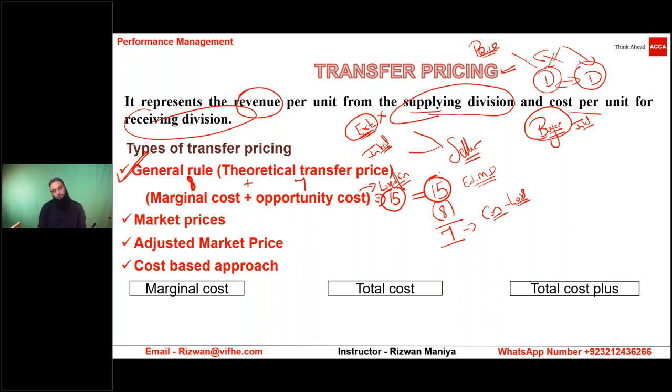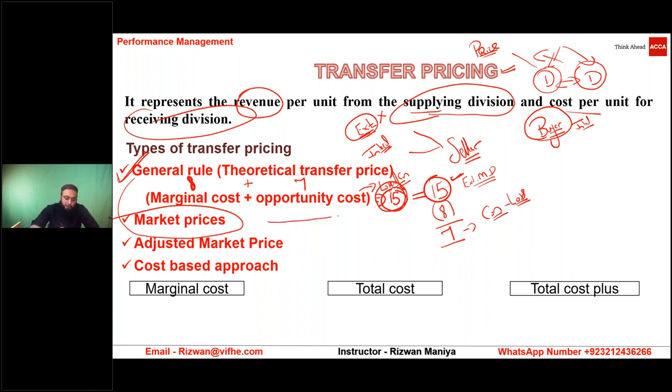Getting the point? Which means it brings you back to the market price. This rule is a theoretical rule and brings you back to the market price. Agreed? So if I say like this now, would it work for you? The price that I can charge from the external customer, the same I'll charge you for internal selling. If you want to buy, then buy it. Otherwise, I'll sell it somewhere else. So if I can sell this for 15 in the market, I'll charge 15 from you.